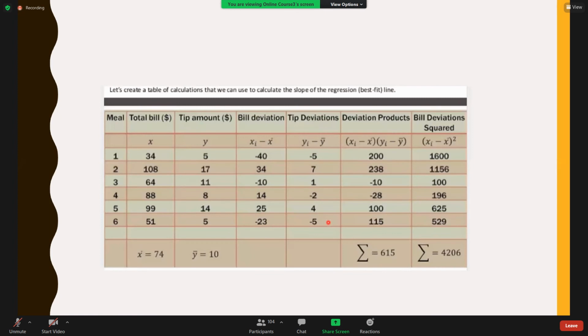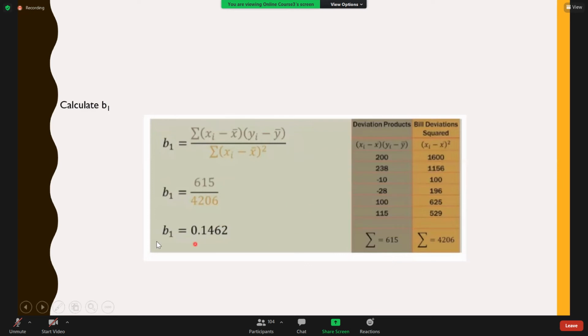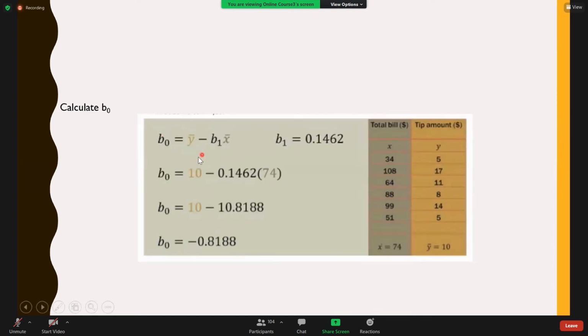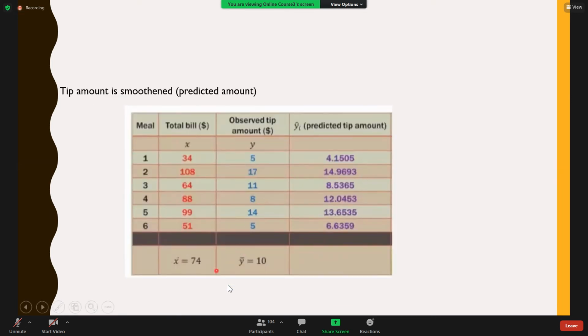So that will find, that is 4206 and the numerator value is 615. So you'll get B1 as 0.1462 and now B0 will be calculated using mean of y minus B1 into mean of x, which is minus 0.8188. So now we got that regression equation, and based on that equation, all the values of y are smoothened to these new values. So this is the example that we have discussed in the last class.